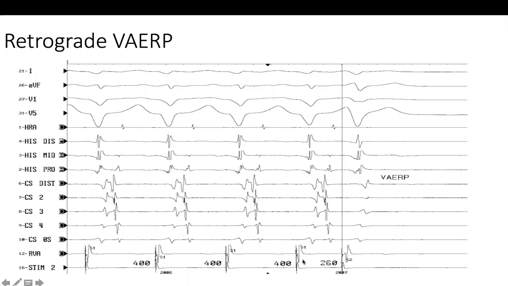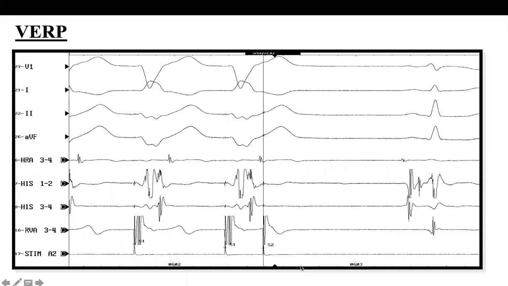Everybody's happy. Now, this is the ventricular effective refractory period. So we are pacing the ventricle at a certain time, S1, S1, then S2.